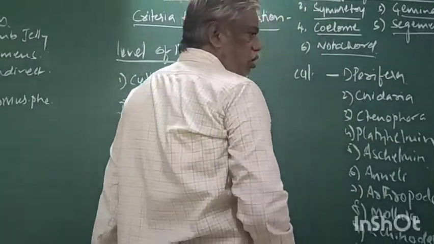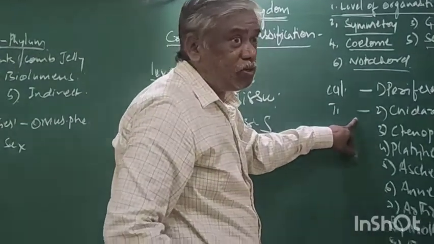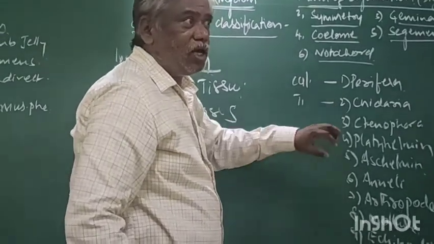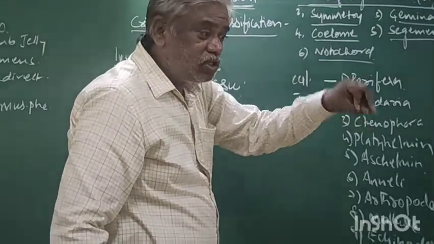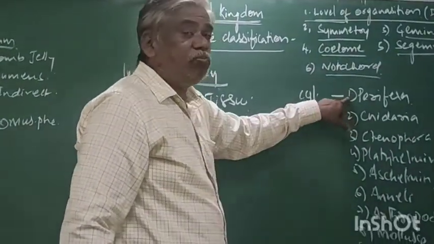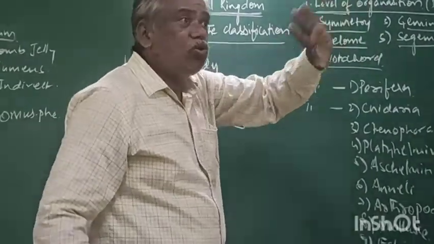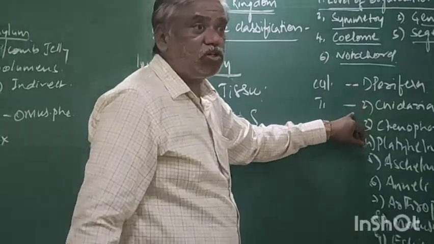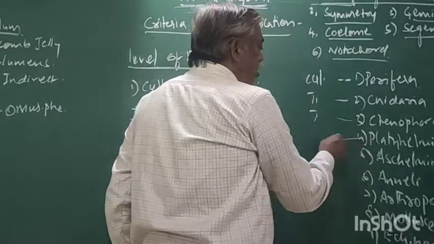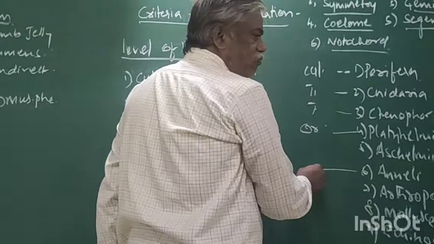Only cells will be there. In Cnidaria, some metabolic activities take place at cellular level, some at tissue level. But in Porifera, all metabolic activities take place at cellular level. There is no tissue in Porifera. Cnidaria is the first tissue grade. Now, Ctenophora is also tissue grade. In Platyhelminthes we can see the clear organ system in animals.